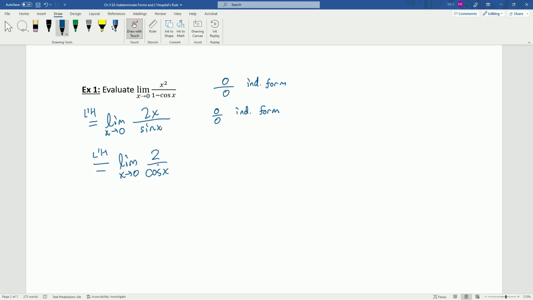You'll notice here we're no longer in indeterminate form. We have 2 over cosine of x. That's not an indeterminate form. Plug in 0, what do we get? We get 2 over cosine of 0, which is 1. And 2 divided by 1 is 2. All right, that's it for this example.